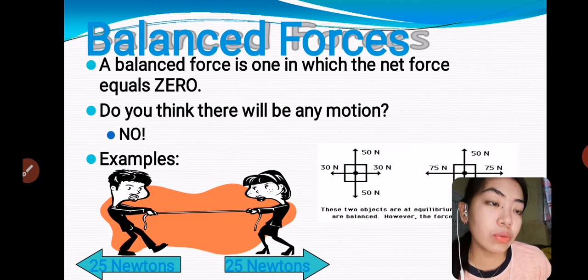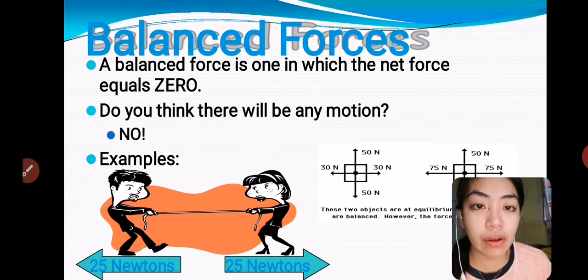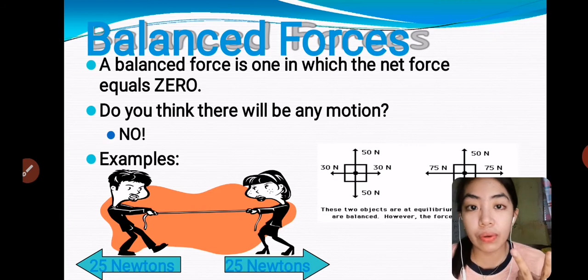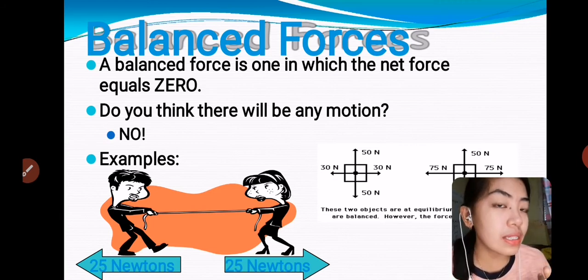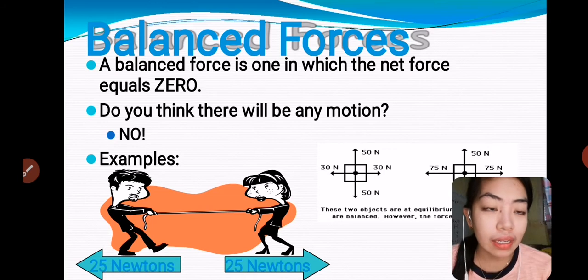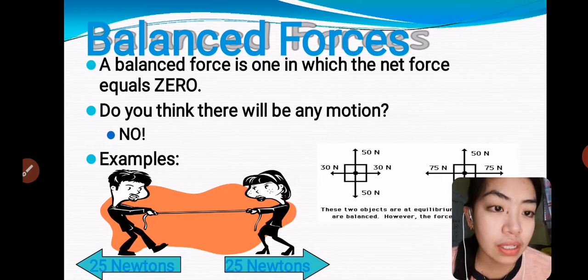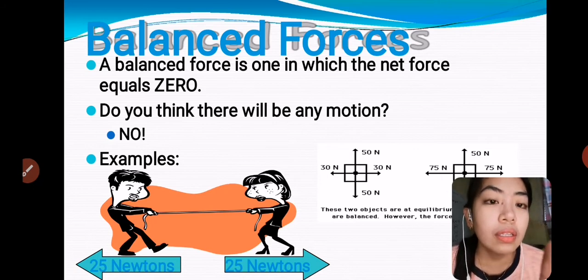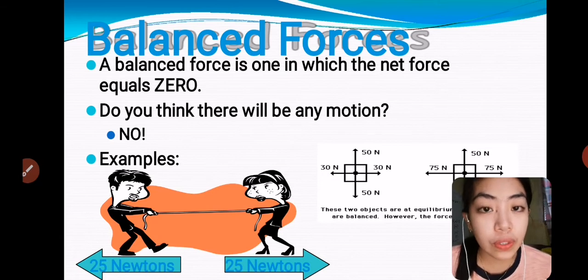Okay, let's proceed with the two types of force that we have. We have the balanced and unbalanced force. Pag sinabi nating balanced force, ang net force niya ay equivalent to 0. Just like on this example, may motion kaya na mangyayari if ever yung girl ay hinila niya yung rope going to the right side for about 25 newtons, then yung boy going to the left side for 25 newtons. Remember, sa force natin, ang unit na ginagamit natin kay force ay newtons or kilogram meter per second squared.